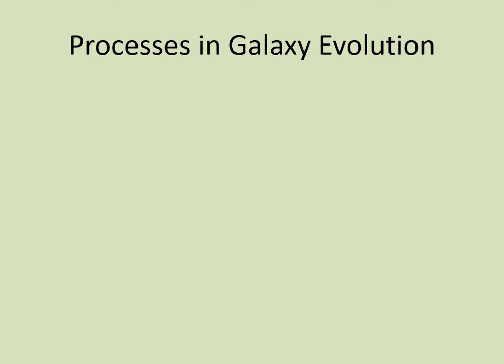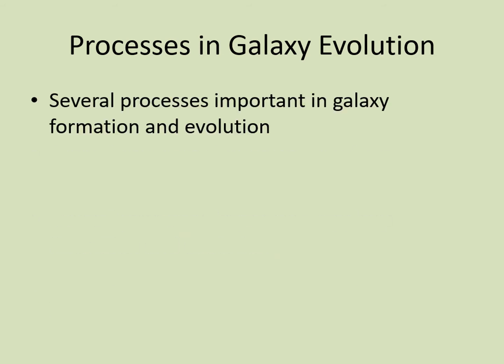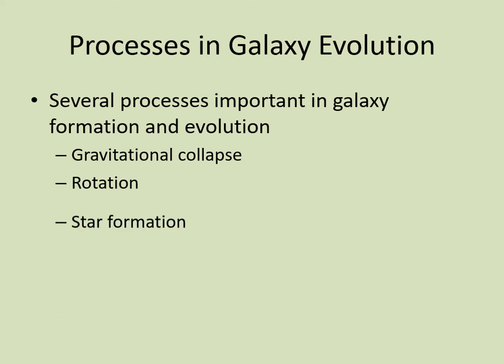The observations we've just described, along with our understanding of the physics of stars and gases, allow us to determine several important processes that shape galaxies as they form and evolve. These processes include gravitational collapse, which we've already seen plays a big role in star formation; rotation, which can be important for determining what kind of galaxy forms; star formation, which can happen just when the galaxy forms or throughout its history; and collisions between galaxies, which can drastically change a galaxy's shape, motion, and star formation rate. In the next few slides, we'll look at each of these in more detail.